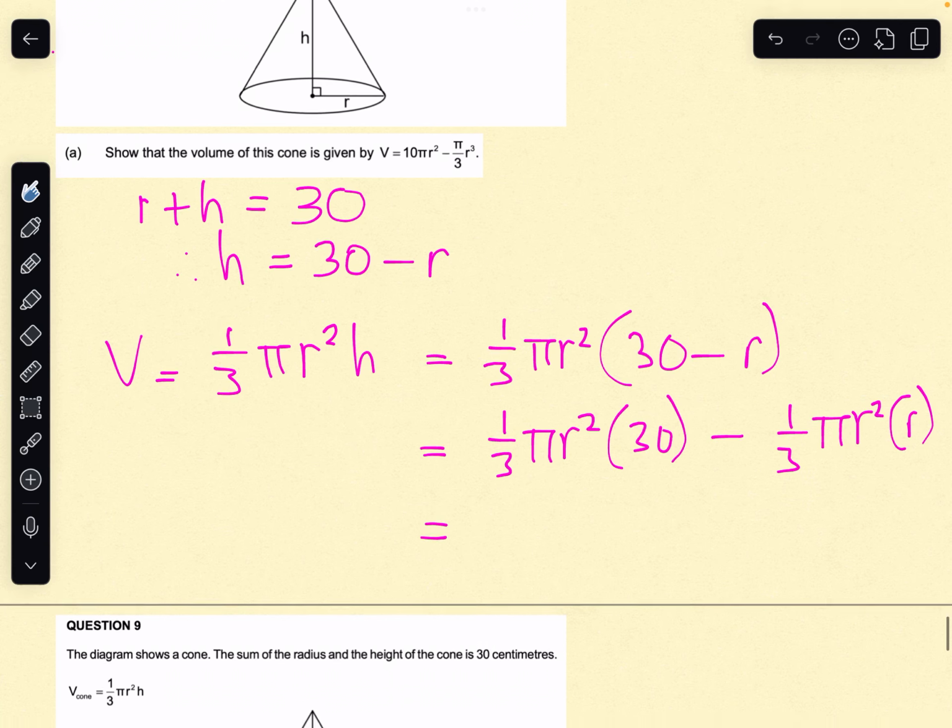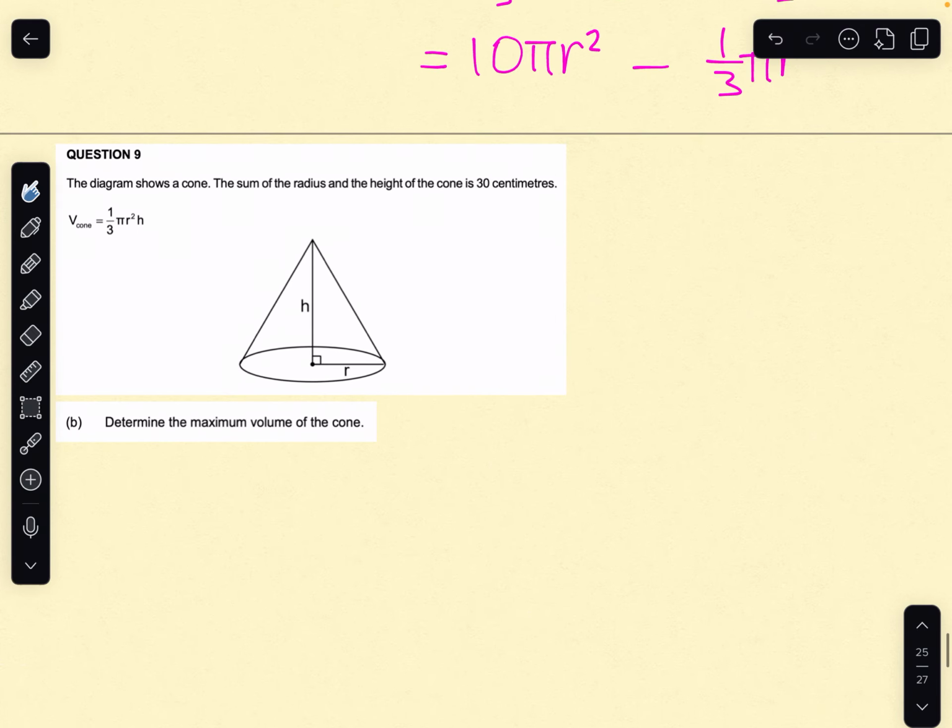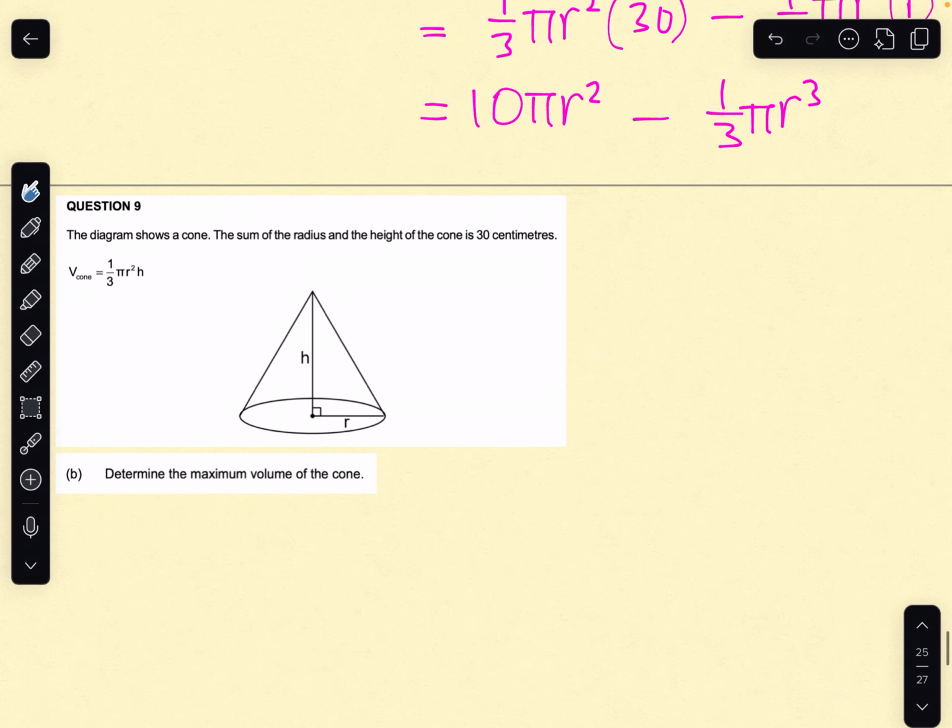And then here we'll have a third of 30 is 10. So we have 10 pi r squared. And the next term will be a third of pi r cubed, which is basically that 10 pi r squared minus pi over 3. Pi over 3 is just the same as a third of pi r cubed. Right. Next up, determine the maximum volume of the cone. So under these constraints, the radius and the height have to add up to 30. What is the biggest that this cone can be?